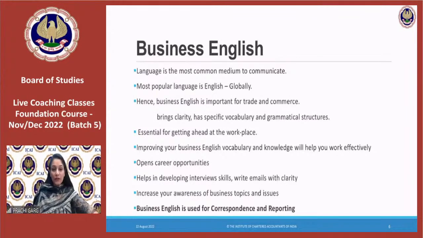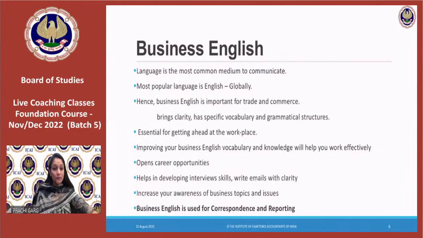Increase your awareness of business topics and issues. Now, there are so many magazines and newspapers, for example, a magazine like Business Week, right? They publish only about trade and professionals and all of that, and they use a lot of business English, right? So if you do not understand the style of business English, then I think your absorption of knowledge gets reduced somewhere, right? You won't be able to absorb as much as you can if you understand it.